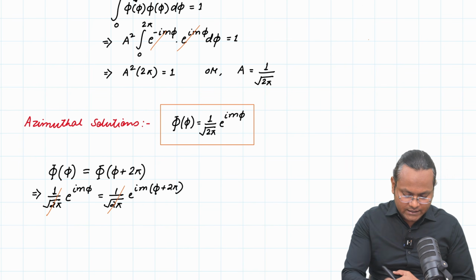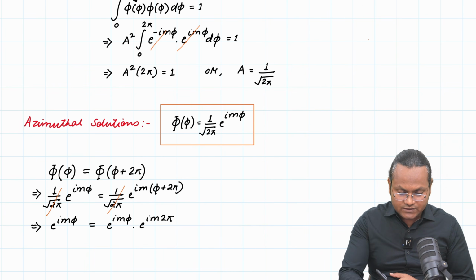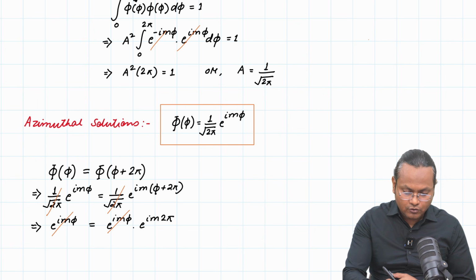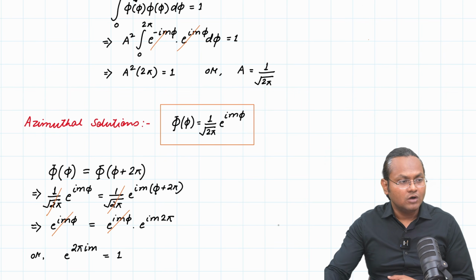How can we do that? Well, let's take a look here. This is how we proceed. So e to the power iota m (phi plus 2 pi) equals e to the power iota m phi times e to the power iota m 2 pi. Of course, I can cancel out the term e to the power iota m phi, and therefore we are only left with e to the power iota m 2 pi, or e to the power 2 pi iota m, equals 1. Now, how can you write this kind of an oscillatory function?